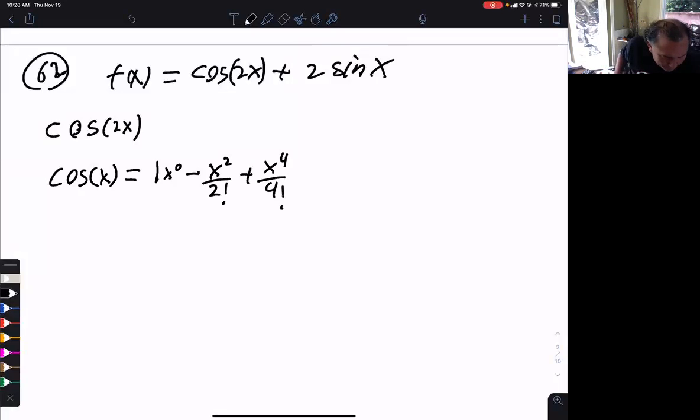How many terms do they ask for? Let me read this. The first 3 non-zero terms. So only the first 3 non-zero terms. Let me go one more in case some of these terms cancel out. Let me go a couple more because we don't know what's going to cancel out.